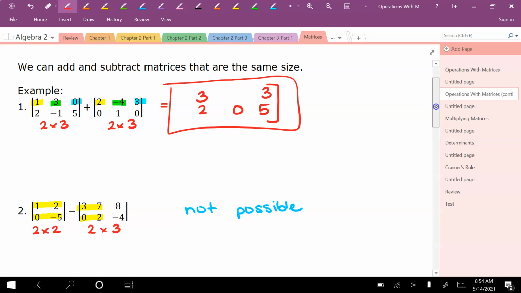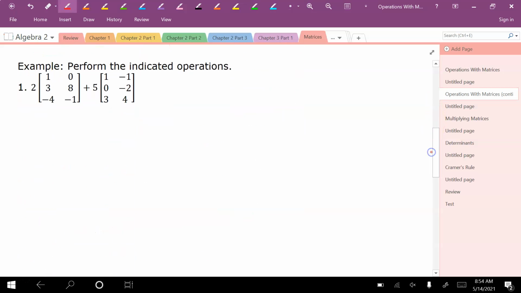All right, so now what we're going to do is combine what I've talked to you guys about. So for these ones, we've got scalar, so we're going to multiply first into the matrices, and then we're going to either add or subtract them.